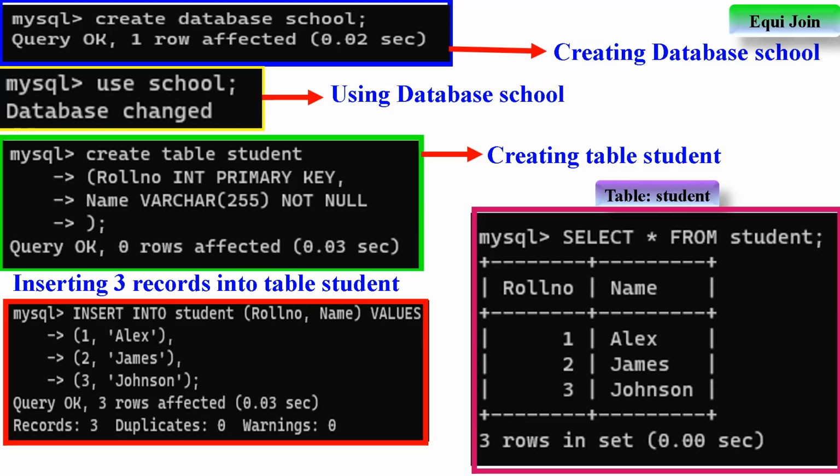Look at the red box. We are inserting 3 records. Now look at the pink table on the right side of the screen. Yes, you can see the table student with 3 records.